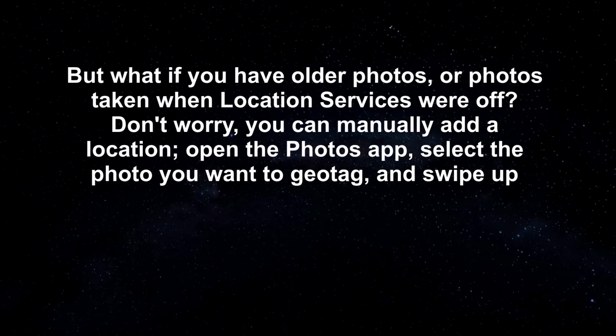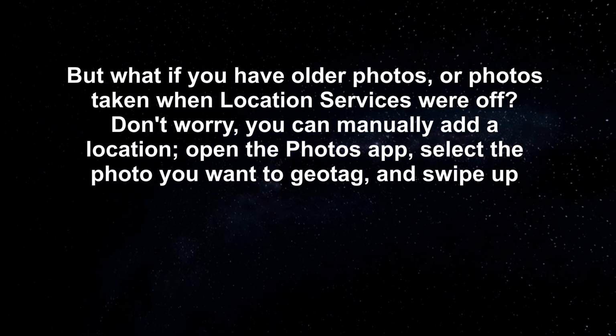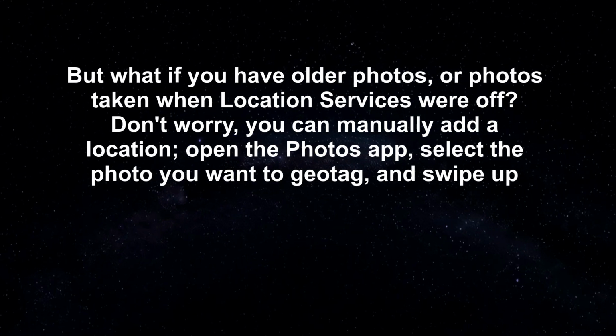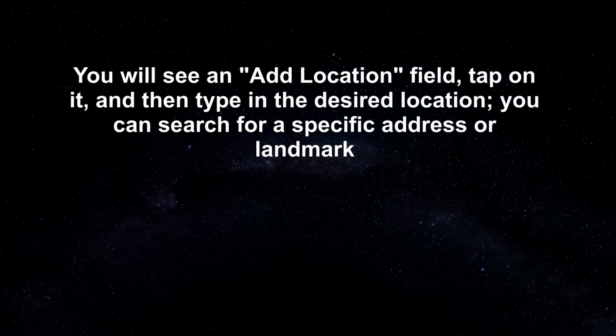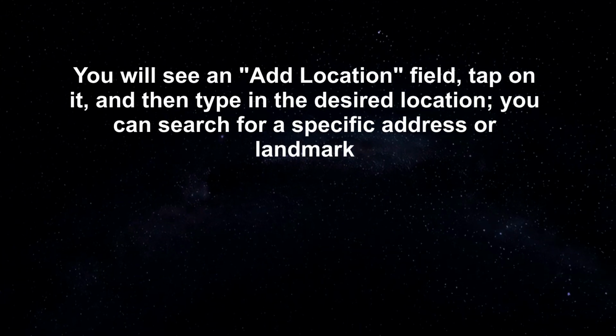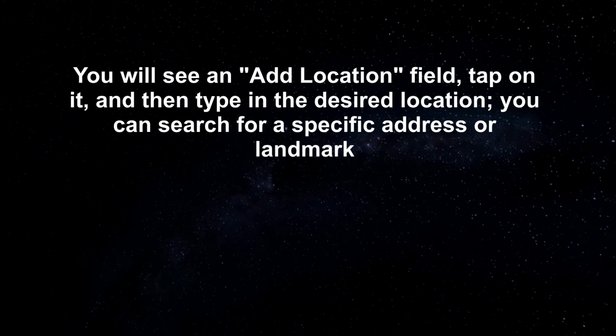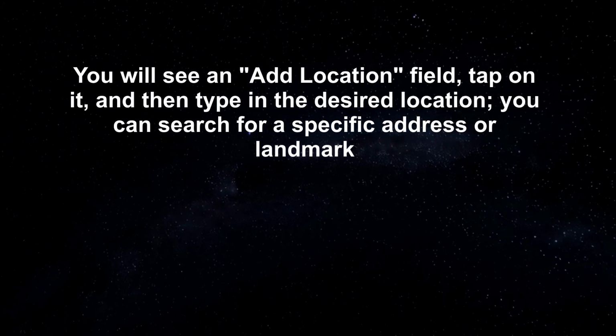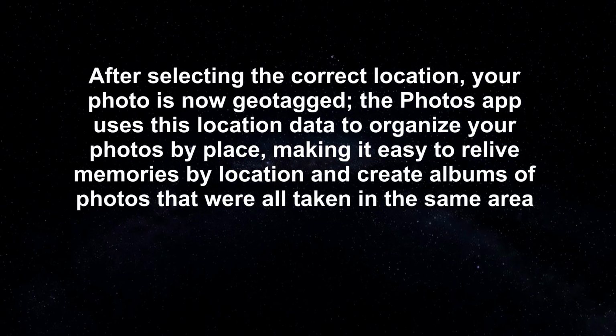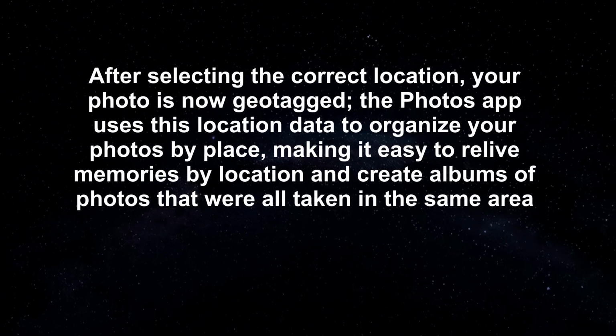But what if you have older photos or photos taken when location services were off? Don't worry, you can manually add a location. Open the Photos app, select the photo you want to geotag, and swipe up. You will see an Add Location field. Tap on it, and then type in the desired location. You can search for a specific address or a landmark. After selecting the correct location, your photo is now geotagged.